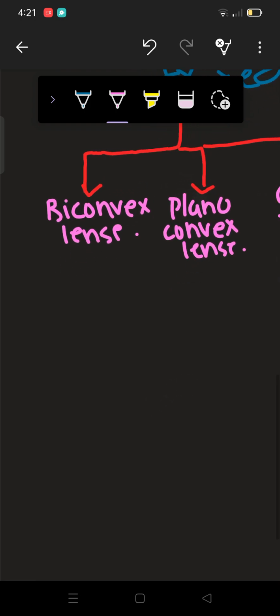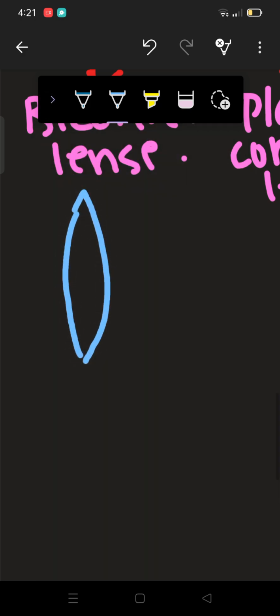So first is biconvex lens. Biconvex lens means from both sides it is curved. Let me make the diagram here. As you can see here, from the edges it is thin, and from the middle it is thick, and both sides are curved, both sides are going outward. So this is biconvex lens.